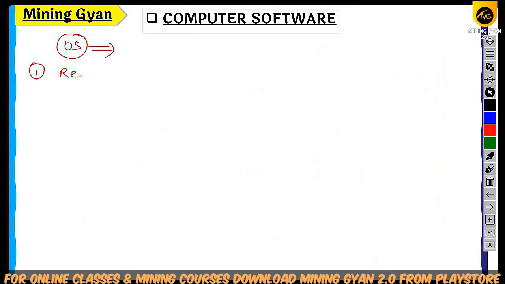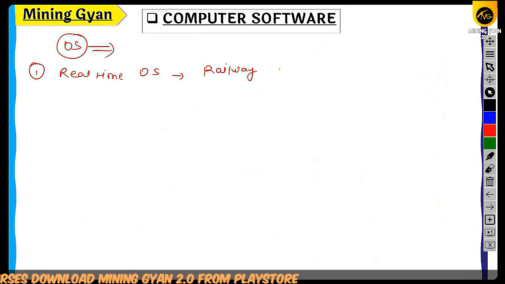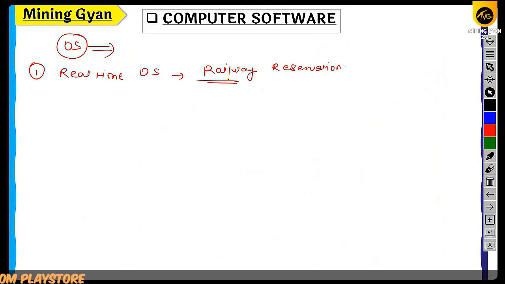First is the real time operating system. All those operating systems which are used in railway reservation and satellites belong to the real time operating system. So which type of operating system is used in railway reservation? That is the real time operating system. Also the operating software we use in the satellite sector is also a real time operating system.